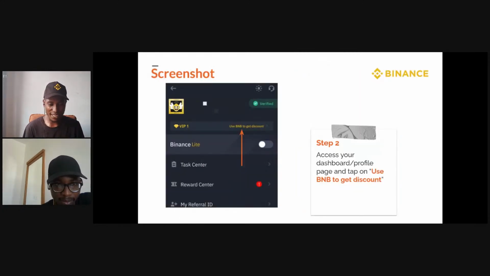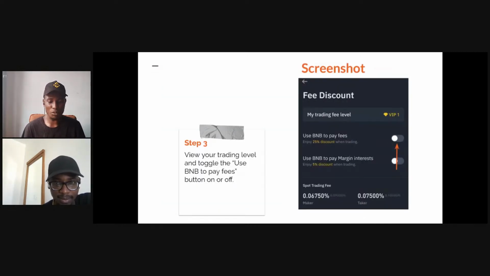So on your profile page, it's written there boldly: "Use BNB to pay to get discount." So you just tap on it. When you tap on it, you are prompted to enable it. You can enable it today.